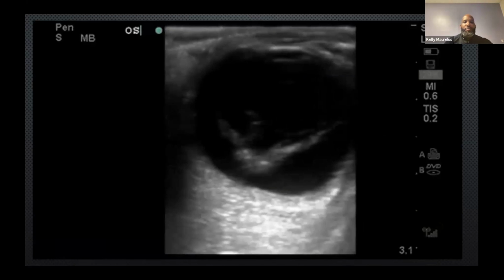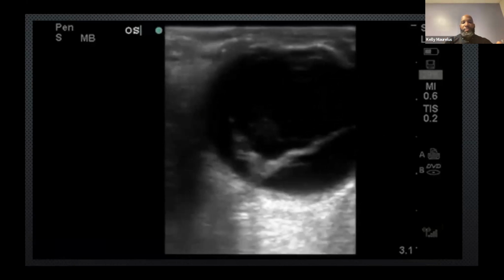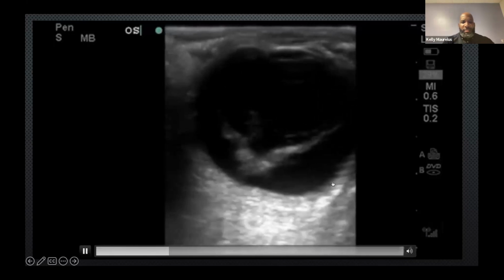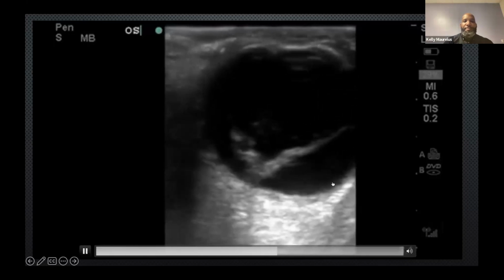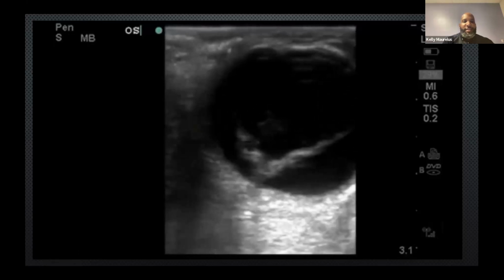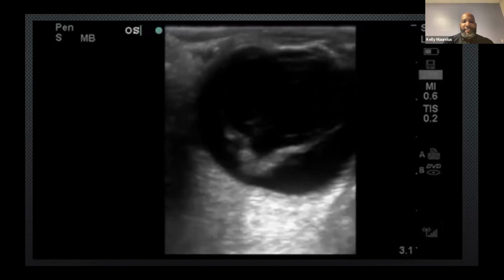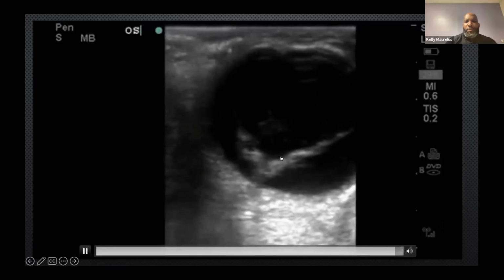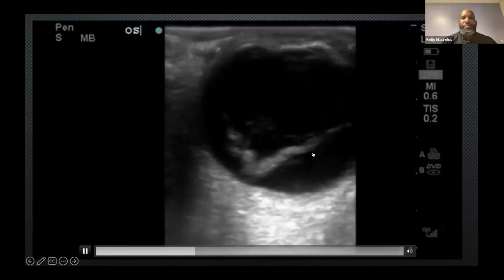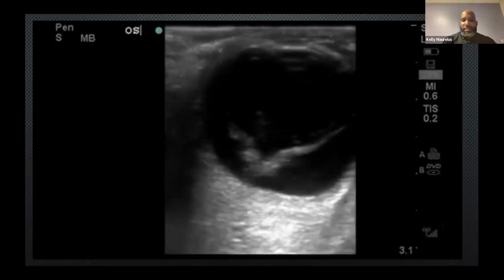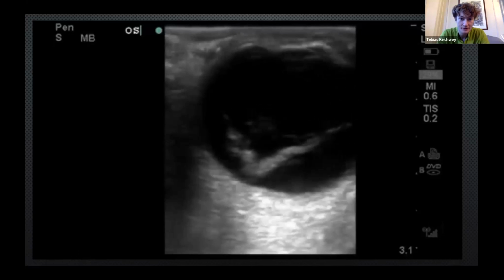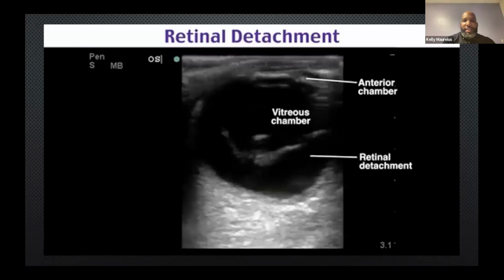So our first case today, we're looking at the eye. Can anyone tell me if this is normal or abnormal? Anyone? Abnormal. Abnormal, good. If you think it's abnormal, what do you think it could be? Any guesses? Retinal detachment or vitreous hemorrhage. Yeah, retinal detachment with vitreous hemorrhage. So good. This is a sign of retinal detachment.